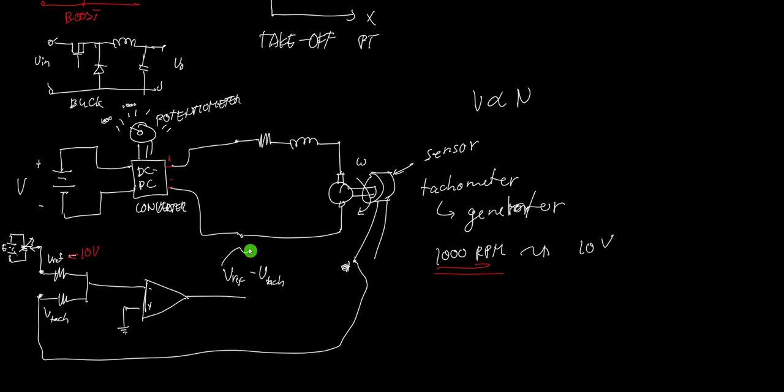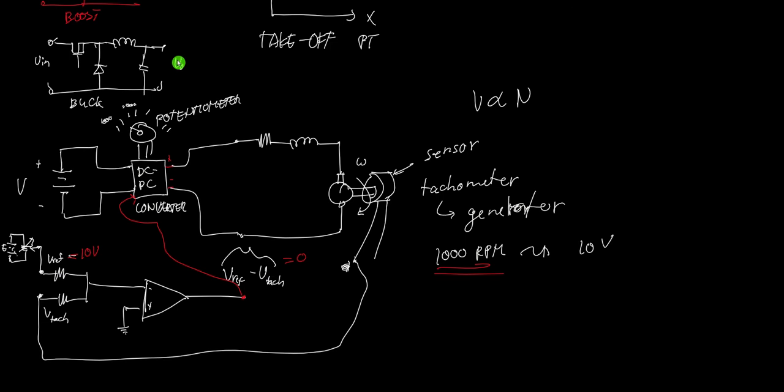And if this is exactly equal to 0, the output here is exactly equal to 0. What does it mean? This means that V ref is the same as the voltage across the tachometer. If that becomes 0, and I connect it to the DC-DC converter, I will tell the DC-DC converter to stop adjusting the voltage. If there is a difference, then the DC-DC converter needs to adjust until the difference here is 0.